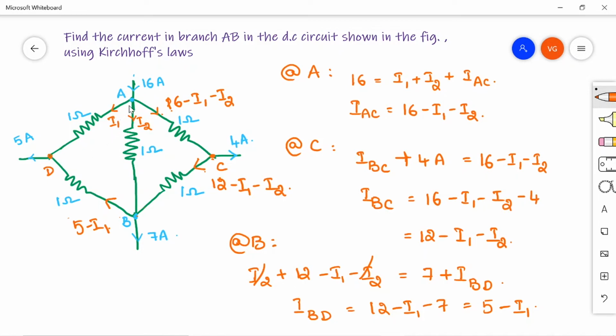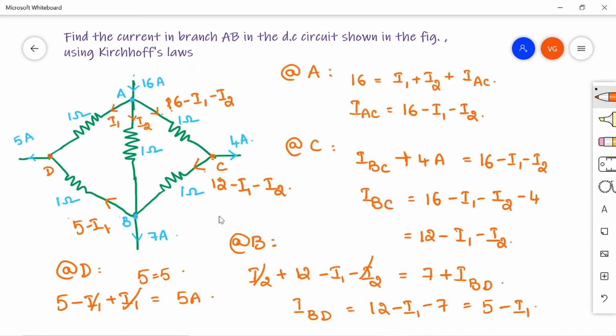Similarly, another current of I1 is also entering into node D. So at node D, if you write KCL, the sum of the entering currents, 5 minus I1 plus I1, is equal to the leaving current, that is 5 amperes. So this will get cancelled, so 5 is equal to 5, right? So with this, the network is completed, and our assumption of currents using Kirchhoff's current law is correct here.